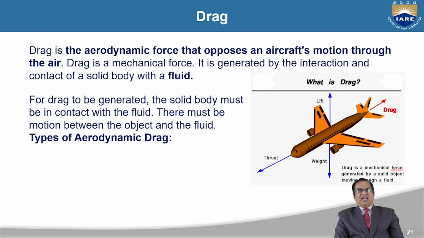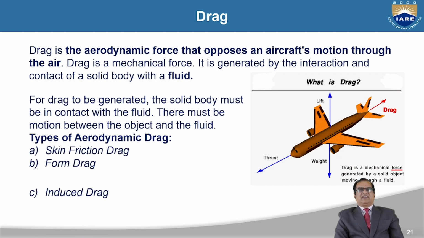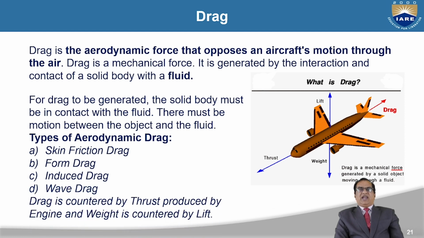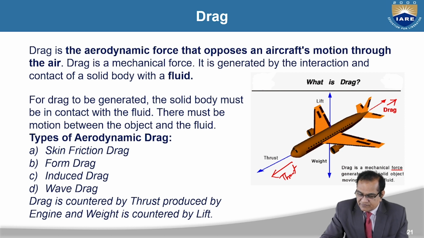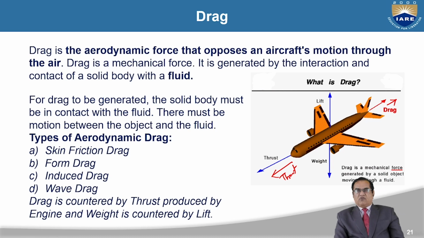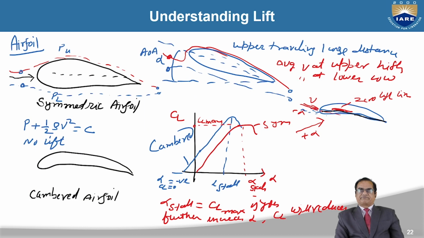Types of aerodynamic drag: we have the skin friction drag, form drag, induced drag, and wave drag. Drag is countered by thrust produced by the engine, and weight is countered by the lift. So this drag is produced and has to be countered by the thrust. To counter the drag we should have the thrust, and to counter the weight we should have the lift. Then only our aircraft will be able to fly.